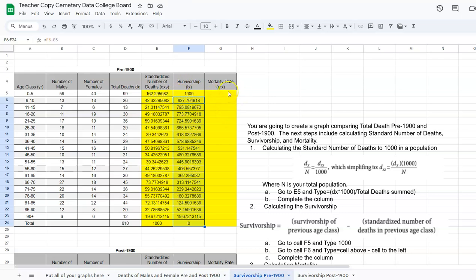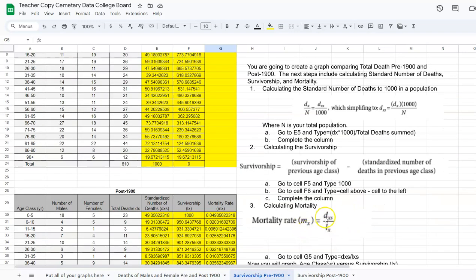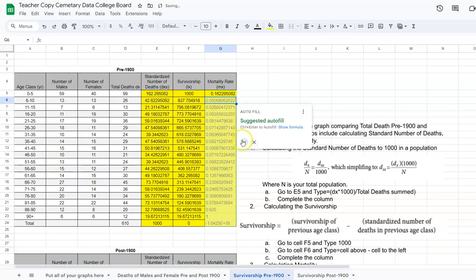We're not going to use mortality for our graphs, but we are going to do the calculation for use later. Mortality is down here. It's DXS divided by LX. Well, DXS is here, LX is here. So we're going to say equals DXS divided by LX. Enter and autofill. Okay.